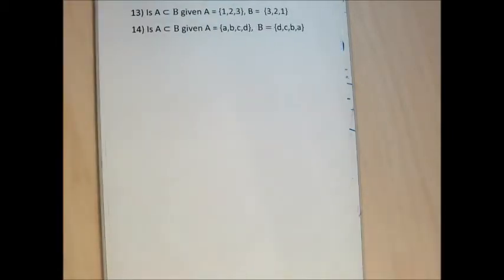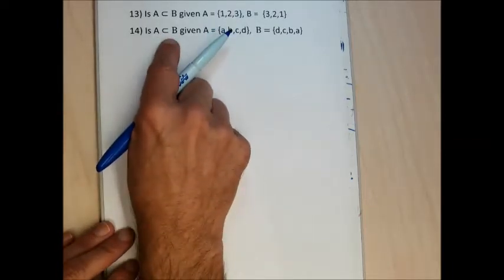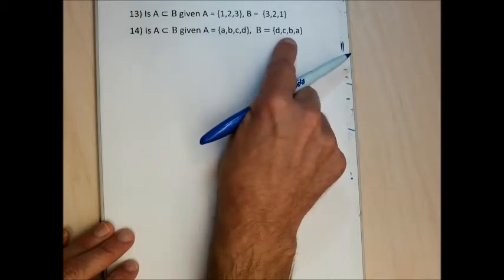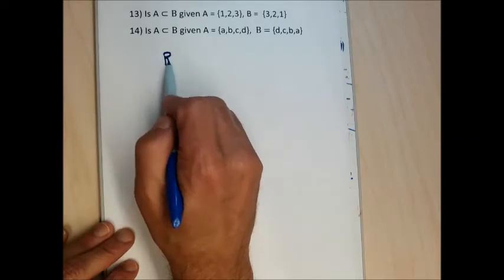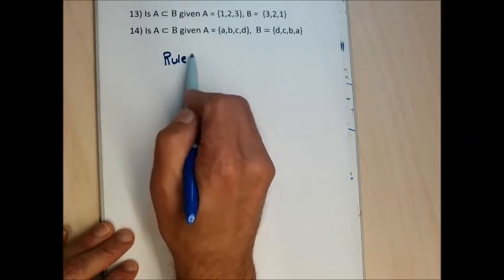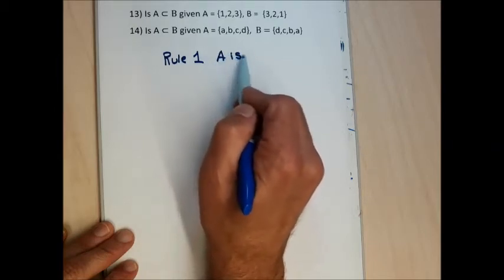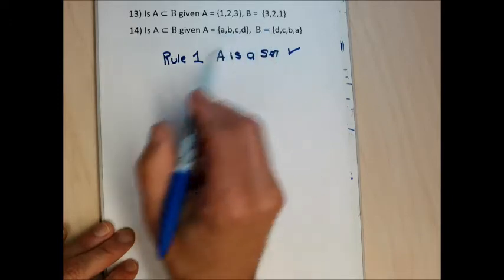What we will worry about is problems like 13 and 14 because they're tricky. So is A a proper subset of B, given A is A, B, C, and D, and B is D, C, B, and A? There's 3 rules. Rule 1, A needs to be a set. And that's fine because I have the squiggly brackets.